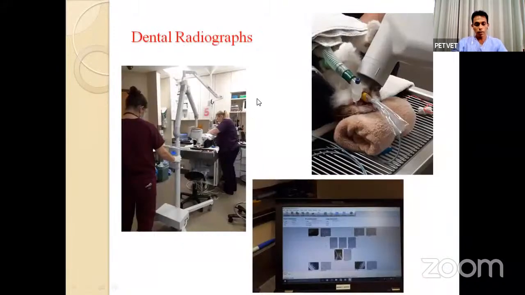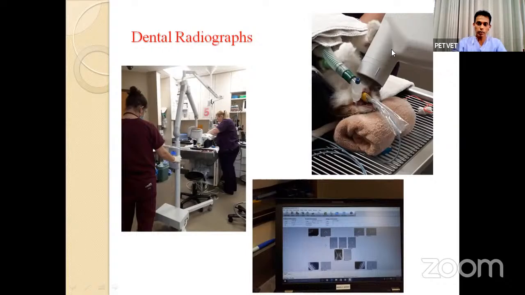So dental radiograph is another area which we still don't have in Sri Lanka for veterinary dental work. So this is a digital dental radiographic machine. It's a movable unit, or you can have it wall mounted also. So there's an arm here. That arm is a movable arm. You can place it at different angles.